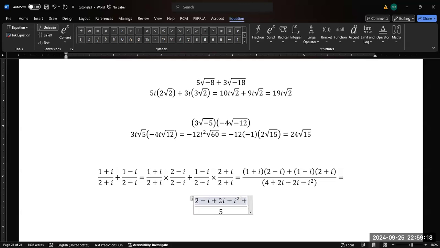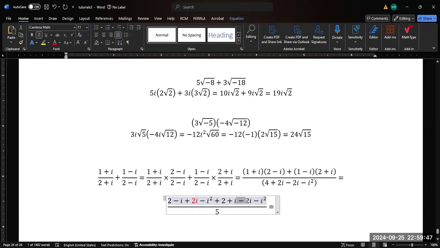And then we're going to add to that 1 times 2 in the second pair, which is going to be 2. 1 times i is plus i, minus i times 2 is minus 2i, and then minus i times i is going to be minus i squared. And let's see, we have a minus 2i and a 2i. Those cancel. And then minus i and plus i. That also cancels.